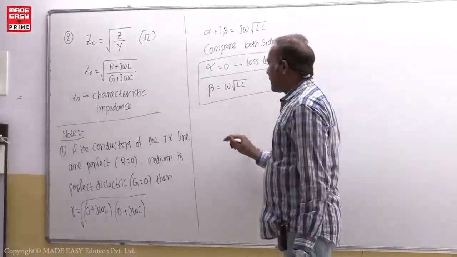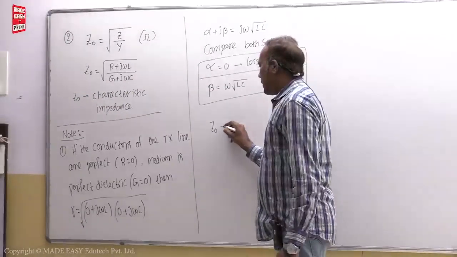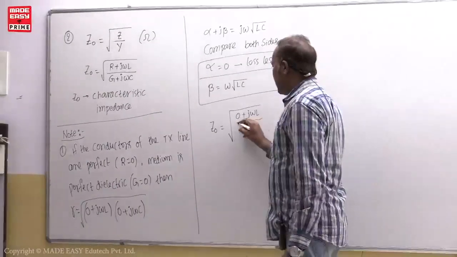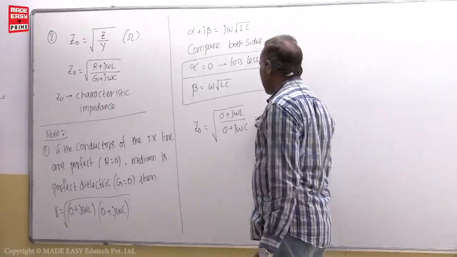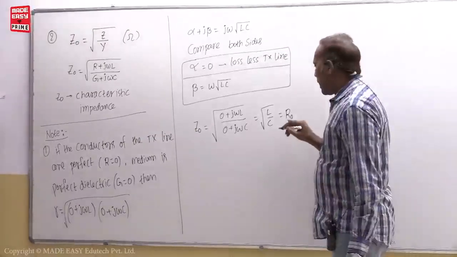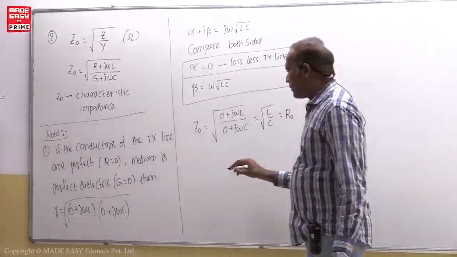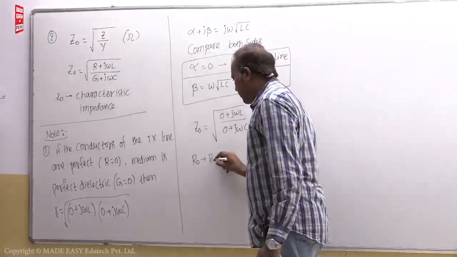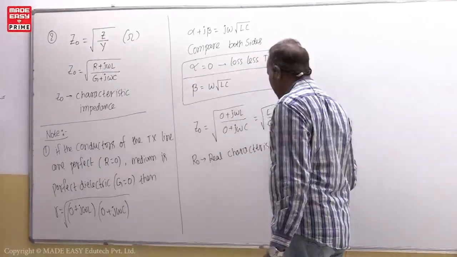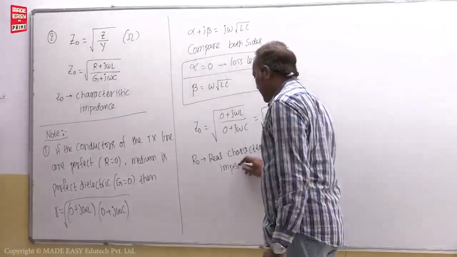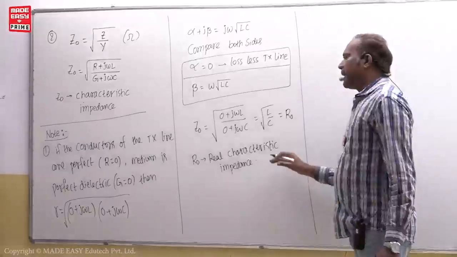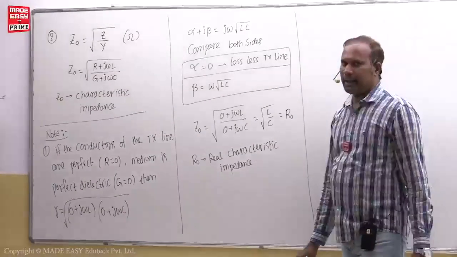Okay. Now in this case, characteristic impedance Z0 is equal to root of (0 plus j omega L) divided by (0 plus j omega C), that is nothing but root L by C, that is called R0. Here R means real, not resistance. So R0 is the real characteristic impedance. Now is this discussion practical? No, this is not practical.